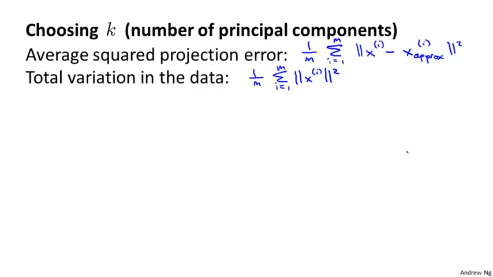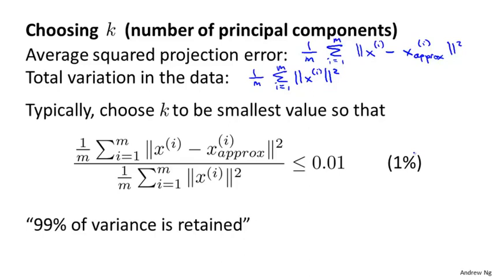When we're trying to choose k, a pretty common rule of thumb is to choose the smallest value so that the ratio between these is less than 0.01. In other words, a pretty common way to think about how to choose k is we want the average square projection error, that is the average distance between x and its projections, divided by the total variation of the data, that is how much the data varies. We want this ratio to be less than, let's say, 0.01, or less than 1%, which is another way of thinking about it.